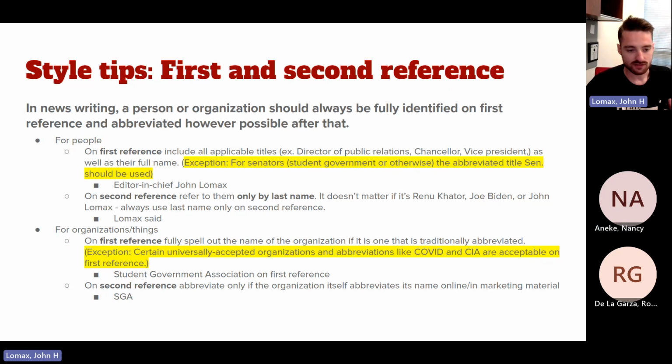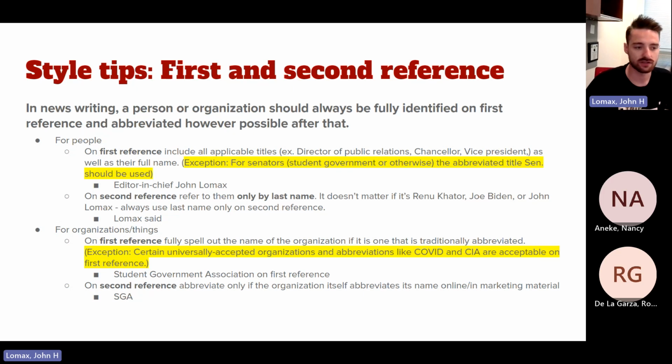And then the same thing goes for organizations, right? On first reference, fully spell out the organization. So let's say something like CCA, Council for Cultural Activities. On the first reference, you will say Council for Cultural Activities, or CCA, sorry. And then on every reference after that, we're just going to abbreviate it, and we're going to assume that our readers can figure out that CCA means Council for Cultural Activities. Now, there are certain exceptions to that, even things that aren't organizations, like COVID is a good example of one that you can just use that abbreviation every time. You don't have to explain. We all know what that is. Same for CIA.